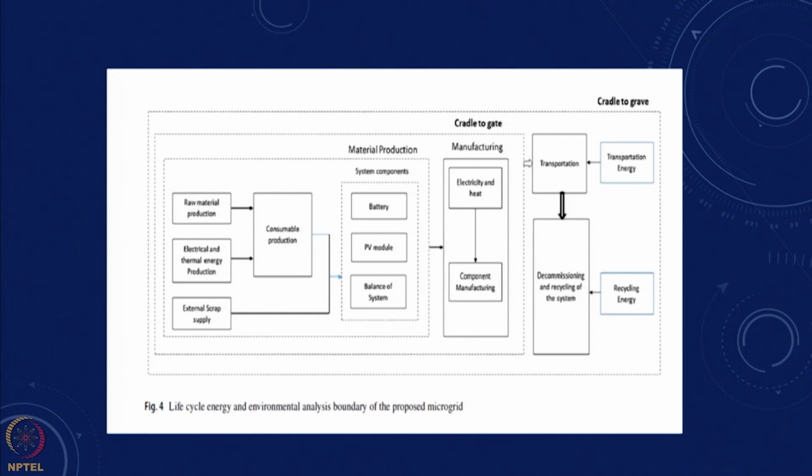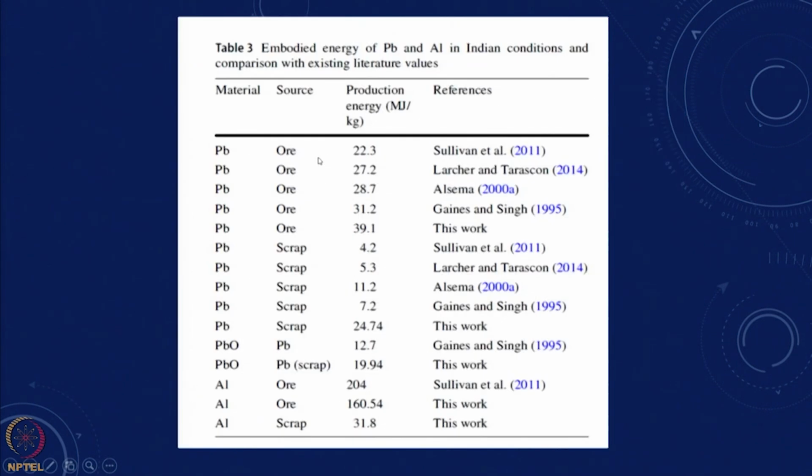So this is the cradle to gate. If we wanted to do the cradle to grave, we would have also needed to take the decommissioning and recycling and the transportation of this. So in each of this, there are materials, there is embodied energy in the materials, there is the electricity and the energy use.